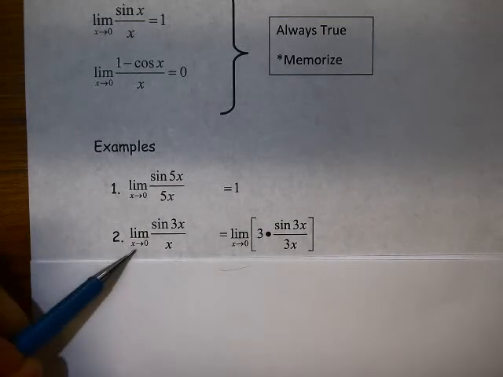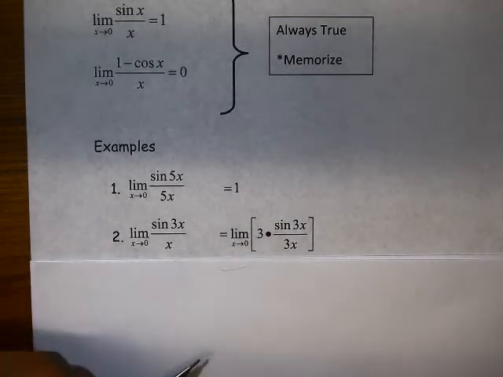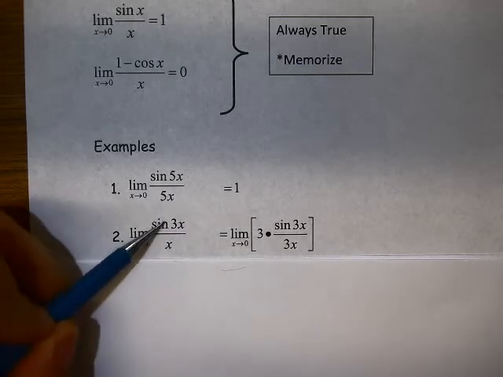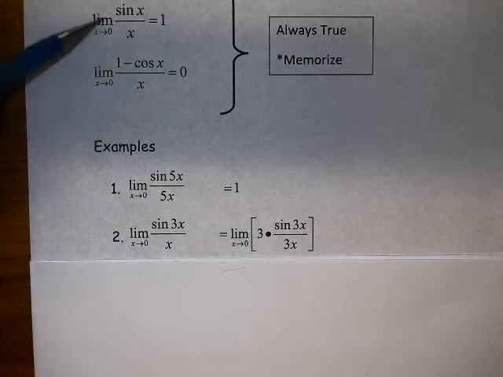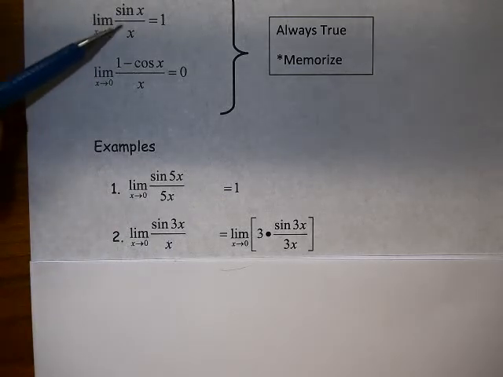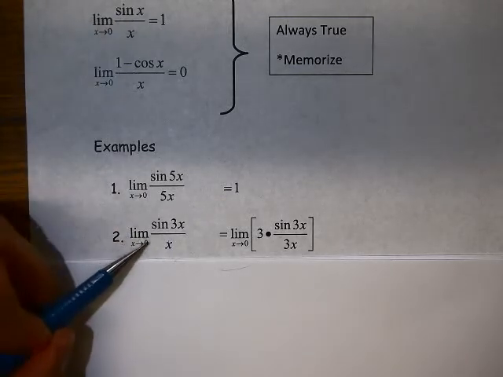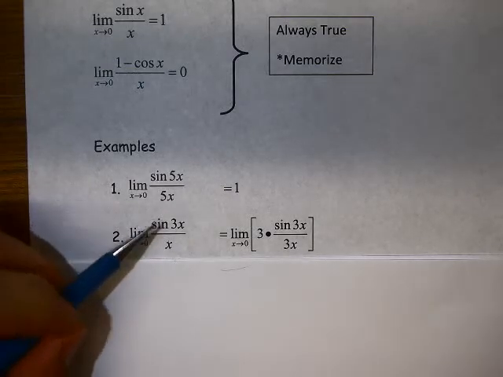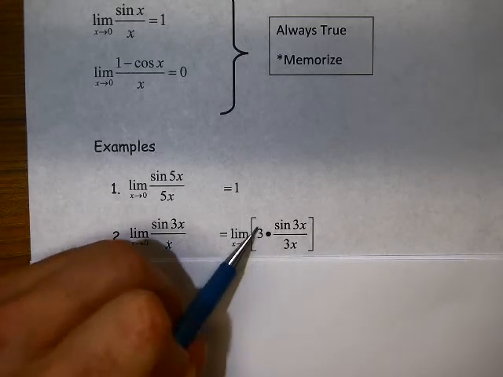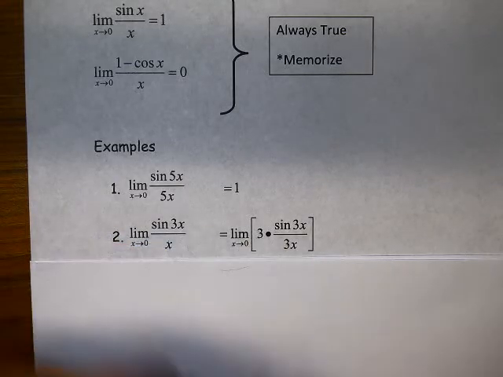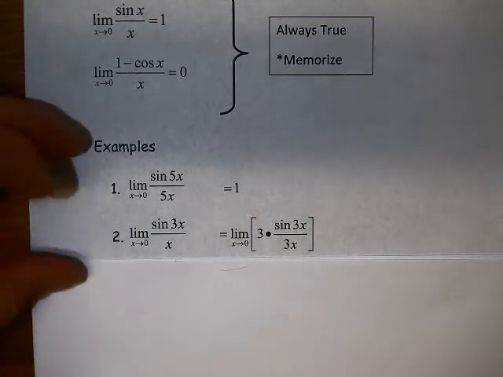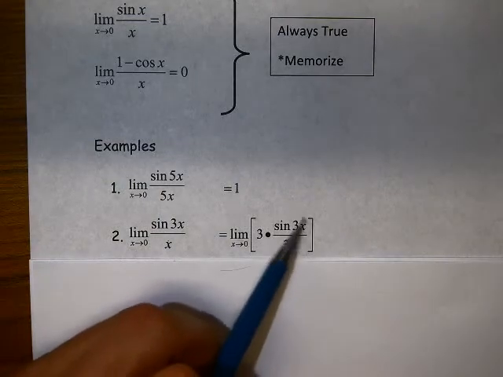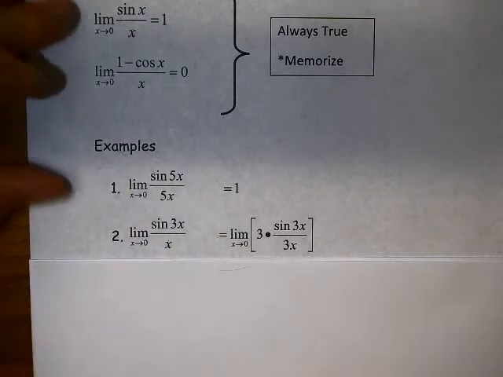Next example, I have the limit as x approaches 0 of sine of 3x over x. Notice that the argument of sine is 3x and the denominator is just x. So in order to get this into a form that looks like my special trig limit, where the argument of the sine and the denominator are the same, I need this to be a 3x. In order to do that and not change the value of the function, if I make this 3x down there, I have to multiply by a 3 in the numerator of that function. So what I have now is the argument of the sine is exactly the same as the denominator.